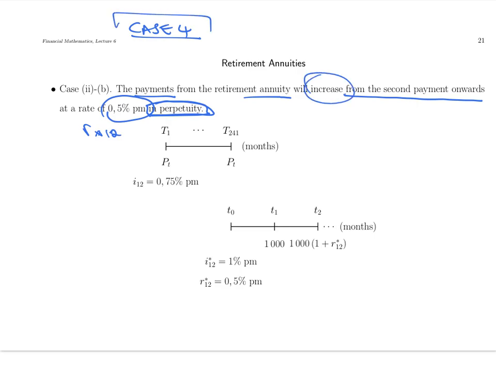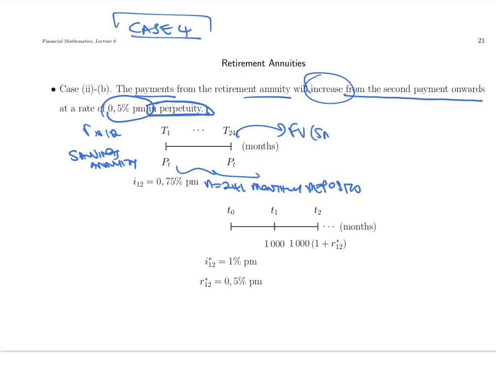So let us now structure our timeline. Again, let's first look at the savings annuity. I'm not going to redo it. The savings annuity is not changing. The savings annuity has n equal to 241 monthly deposits at a monthly interest rate of 0.75%. And so the future value of his savings annuity takes place at T241 and it's equal to PTS241 at 0.75%.